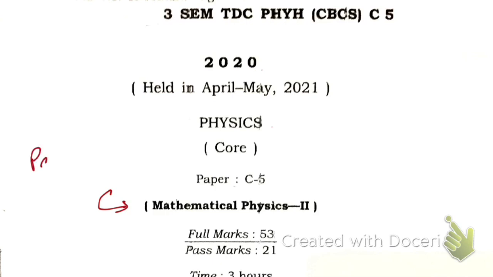This is part 2. The link of part 1 is given in the description box, where I have solved from question number 1 to question number 2a. So today we're going to start from 2b, right?